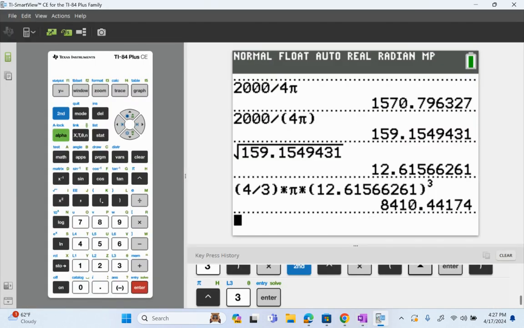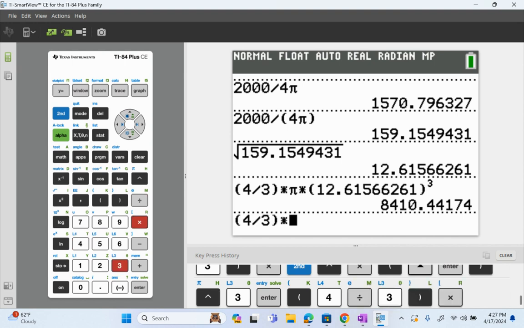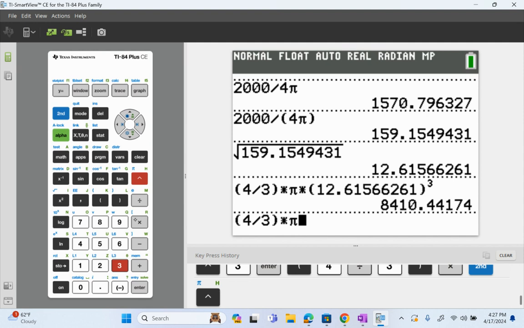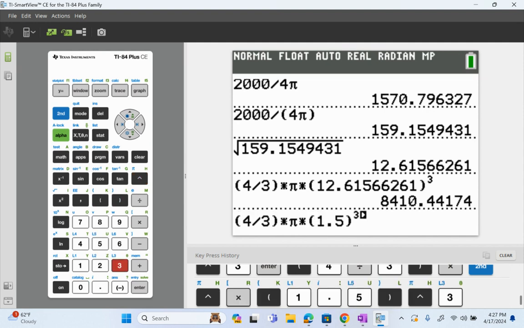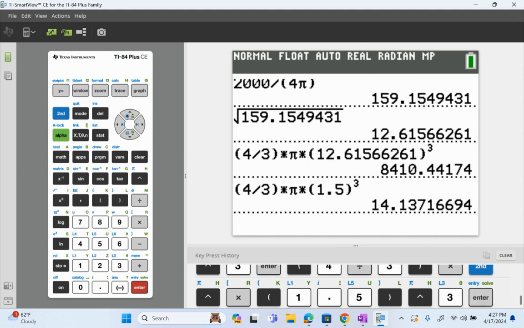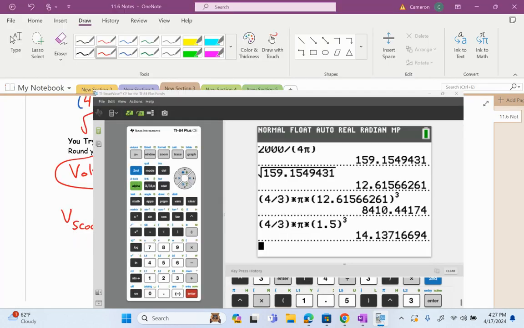4/3 in parentheses, and we'll do decimals for this problem since it's a word problem, times pi, second exponent button, times 1.5 exponent button. Make sure you're cubing it, not squaring it. This would be one scoop of ice cream. Okay, leave the decimal on your screen. 14.137.